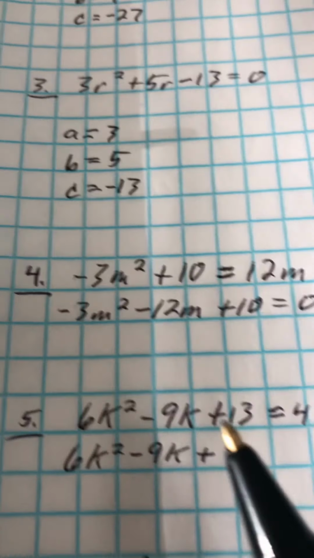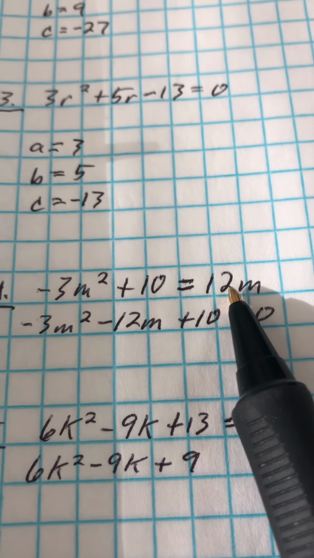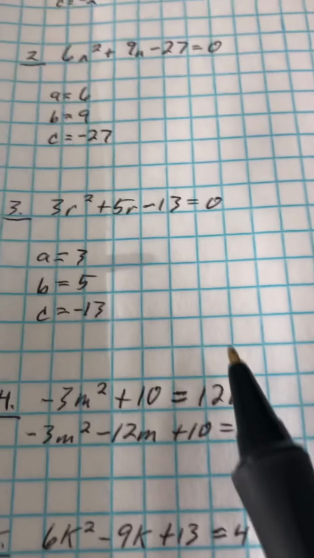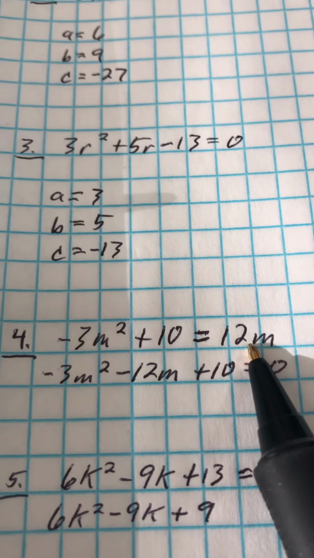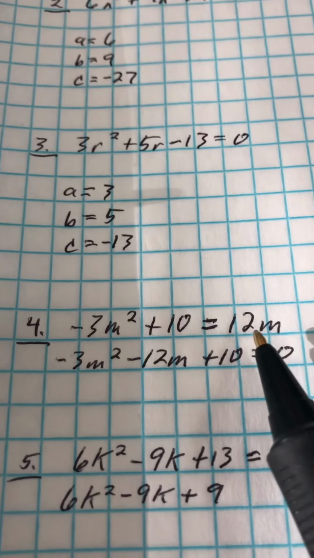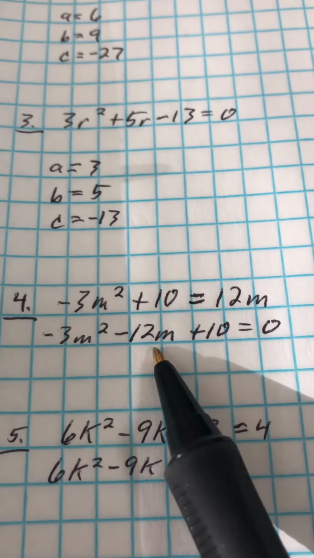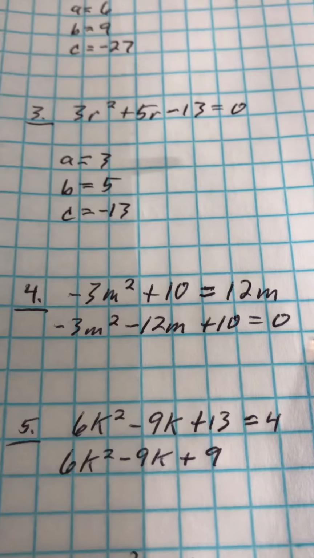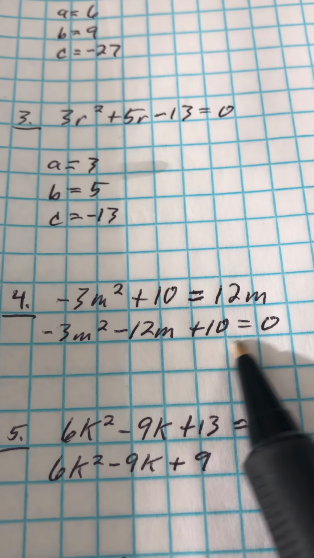Number 4, you did have to do some figuring to get it into this standard form. I did that for you on this one to just get you started, but I didn't pick out your A, B, and C, so I want you to do that since I did that for you the first 3. You have to subtract 12m from both sides. So now I have this looking properly as in standard form: negative 3m squared minus 12m plus 10.